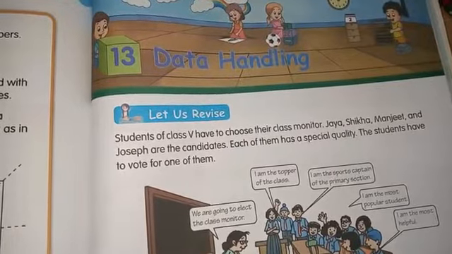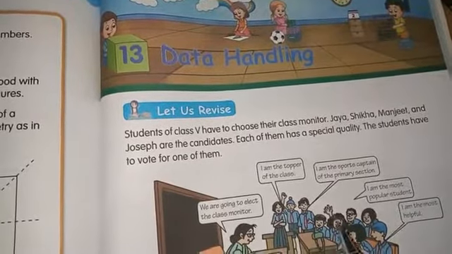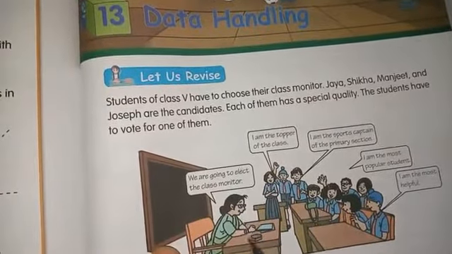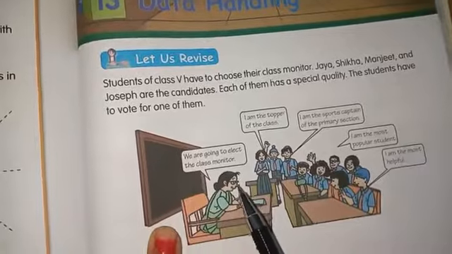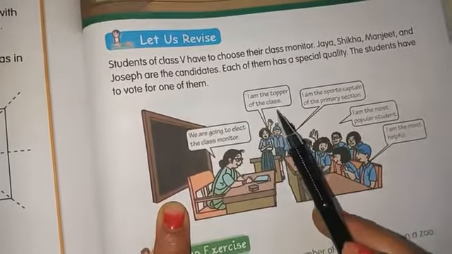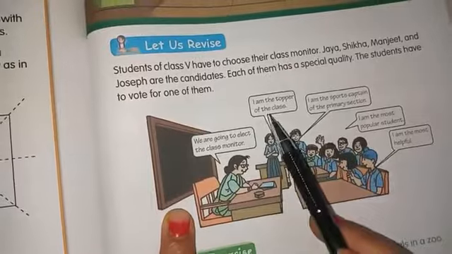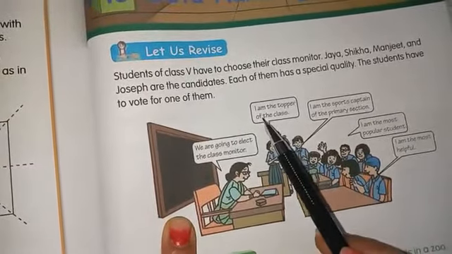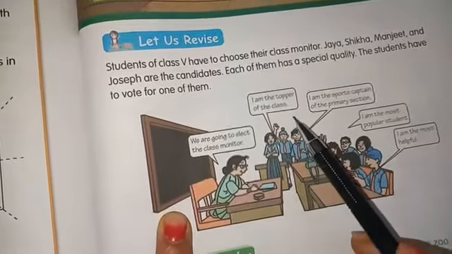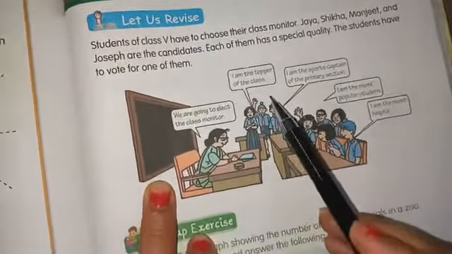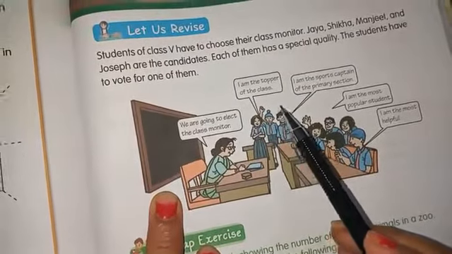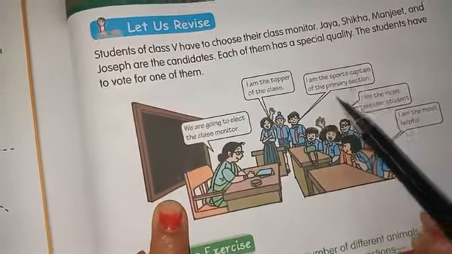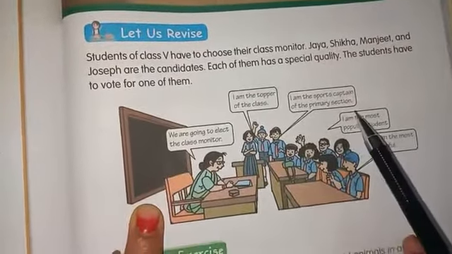Clear? So here the teacher is sitting and this is the class 5th. So first of all, we are going to elect the class monitor. Here is one student saying that there are four students, Jaya, Sikha, Manjeet and Joseph. All are telling their quality. So he is telling that I am the topper of the class. Then the second one is saying that I am the sport captain of the primary section.